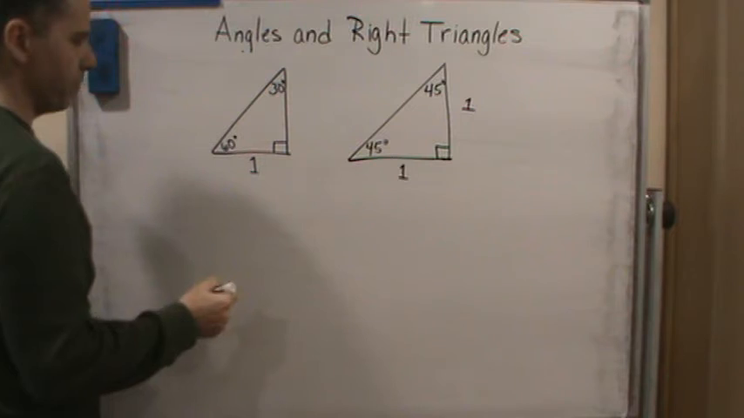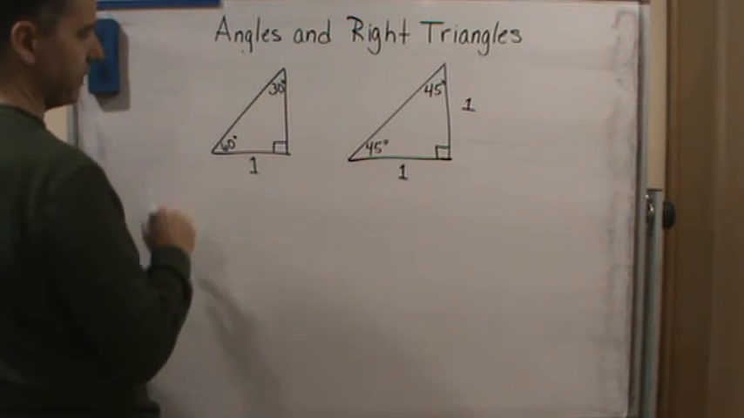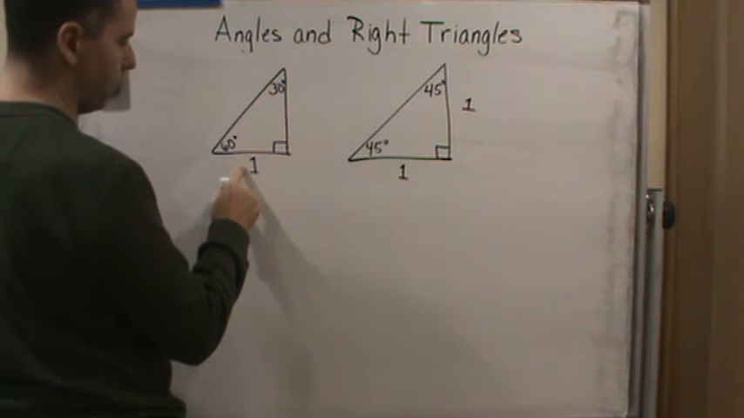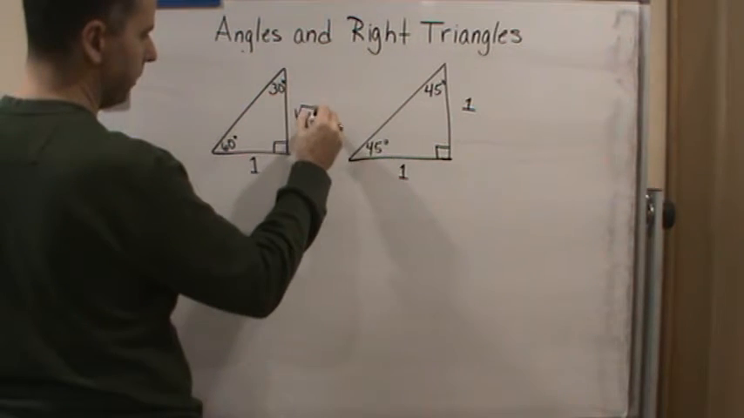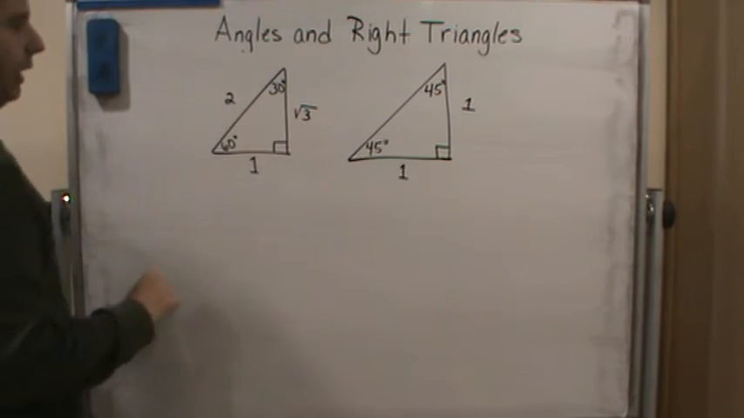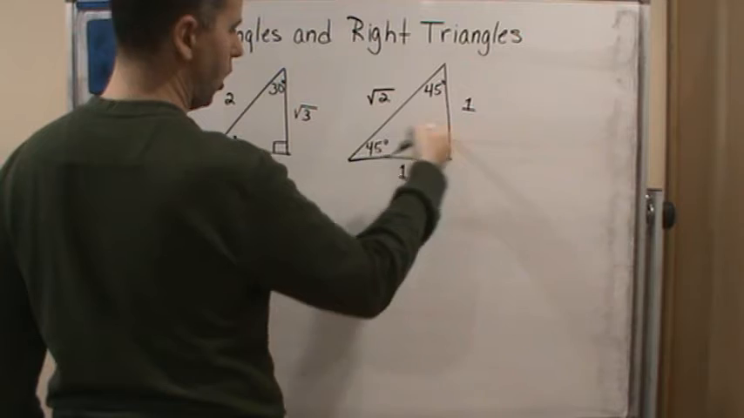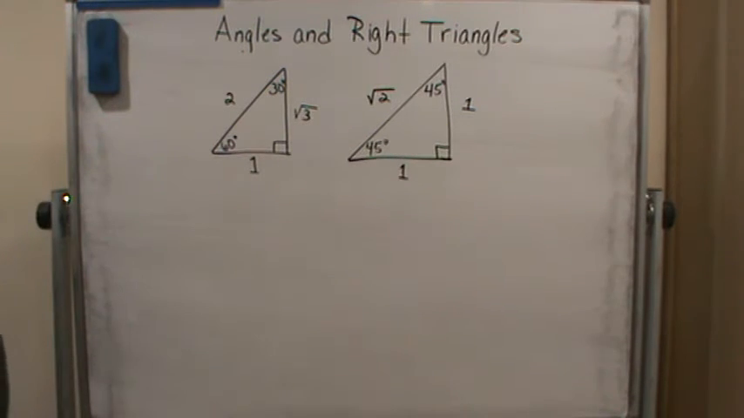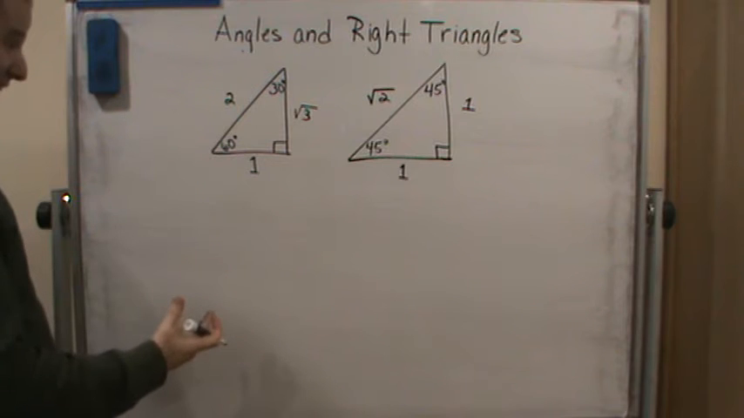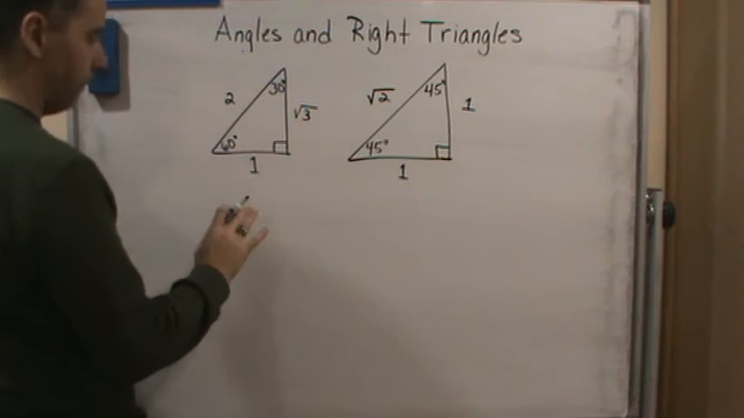So what happens? If this is 1, then the rest of these sides are: this is going to be 1, this is going to be the square root of 3, and this is going to be 2. And this is going to be the square root of 2. This one you can show by just using the Pythagorean theorem. Now, this is always the case, no matter what the side lengths are.